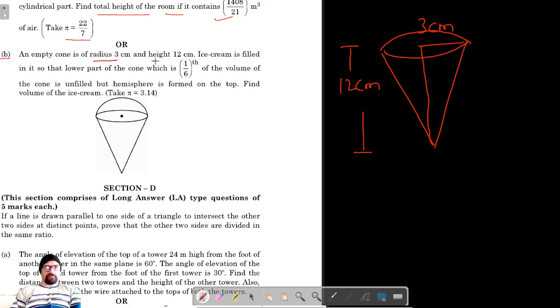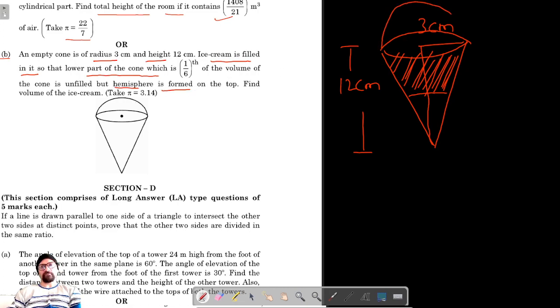Okay. So this is an empty cone and ice cream is filled in it. So ice cream is filled in it so that the lower part of the cone, so this is the lower part of the cone, which is 1/6 of the volume of the cone is unfilled. So that means the ice is not in the lower part, it just remains in the upper part of the cone. This is where the ice cream is, but also the hemisphere is formed on the top.